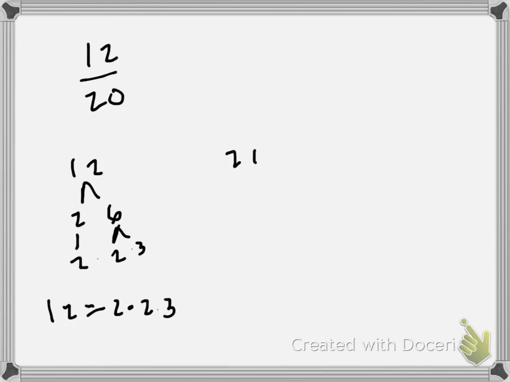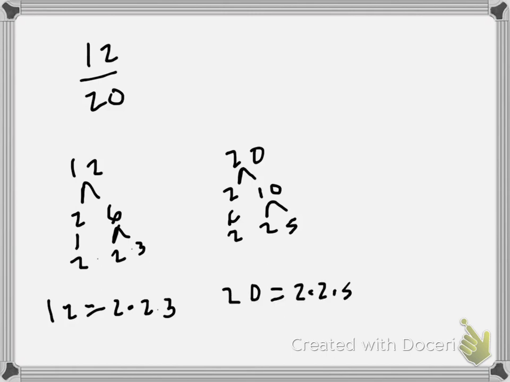Similarly, I can do the 20 on the bottom. So 20 is 2 times 10, and 10 is 2 times 5. And so my prime factorization of 20 is 2 times 2 times 5. So if I break it down like this, I can think of that 12 on the top as being 2 times 2 times 3, and that 20 on the bottom as being 2 times 2 times 5.